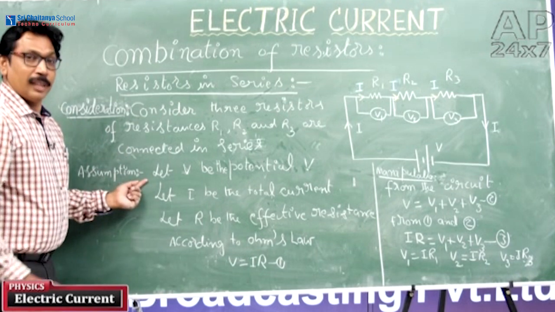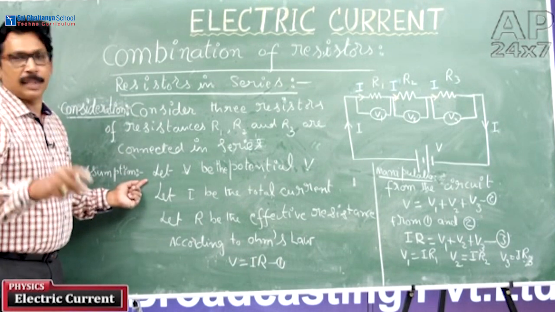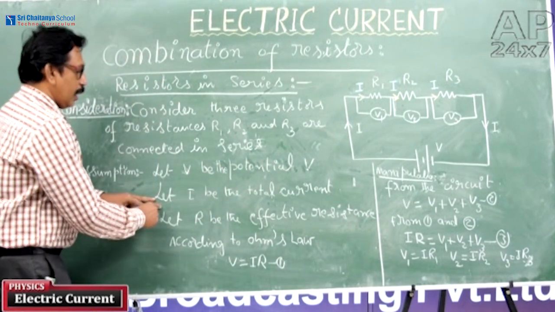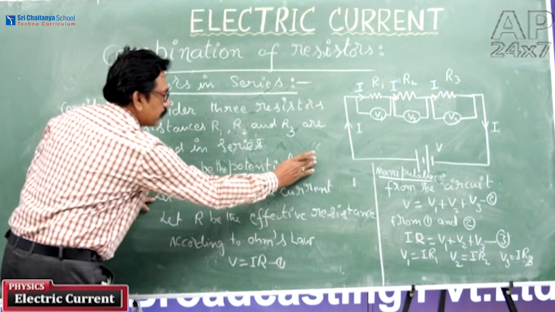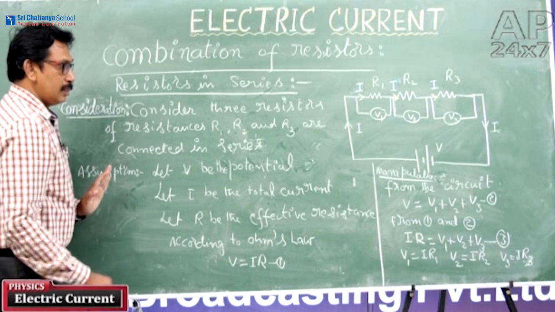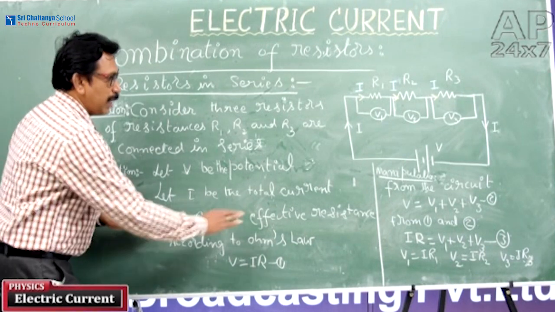Now assumptions. These assumptions start with "let". Let V be the potential. Let I be the total current. Let R be the effective resistance. Then come to your manipulation part.